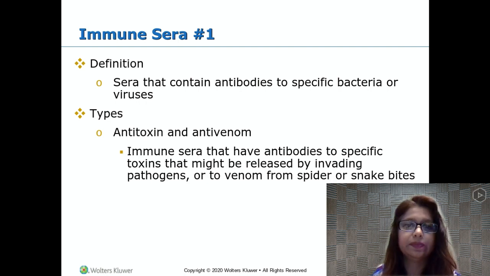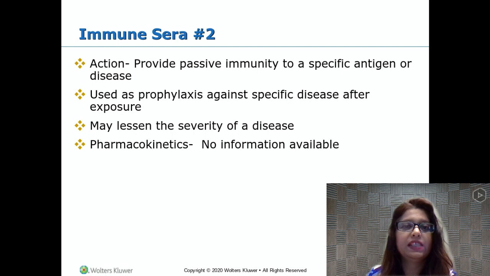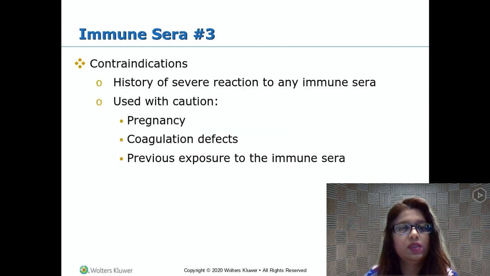or snake bites. Immune sera, what is the action? It provides passive immunity to a specific antigen or disease. When do we give it? Prophylaxis against a specific disease after exposure. It may lessen the severity of the disease. And so those are immune sera.